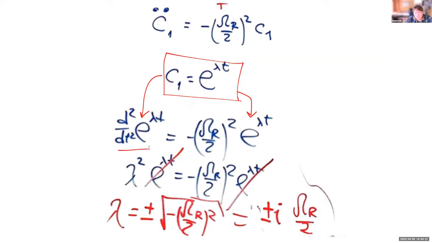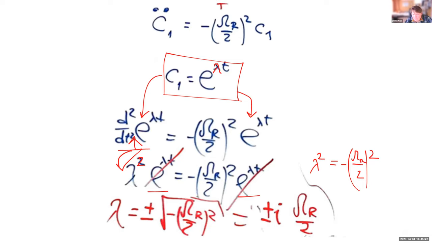Since it is a second derivative, the power of the exponential, squared, appears in front of our trial function. And then we have a characteristic equation: lambda squared equals minus the square of the Rabi frequency, over four. If one solves it, one gets that lambda should be imaginary, plus or minus Rabi frequency over two.